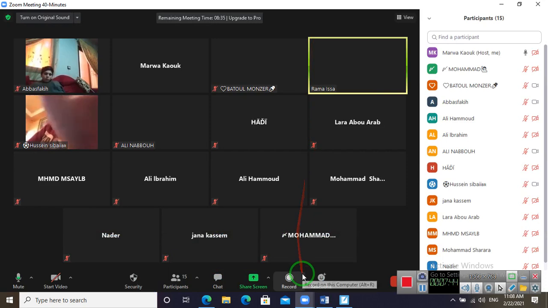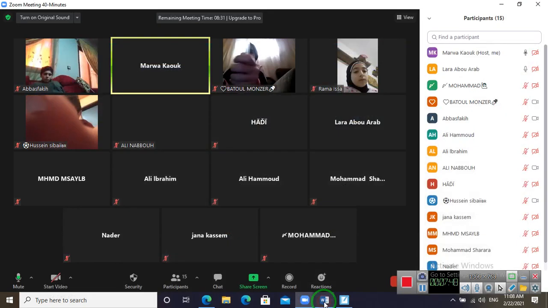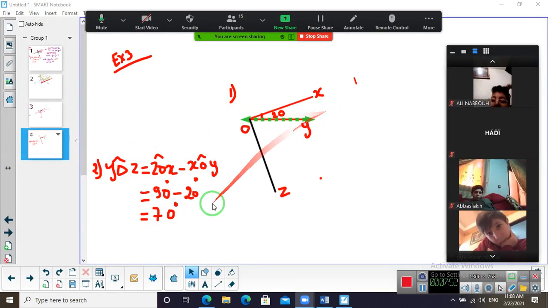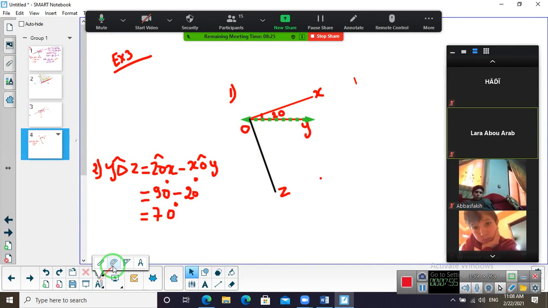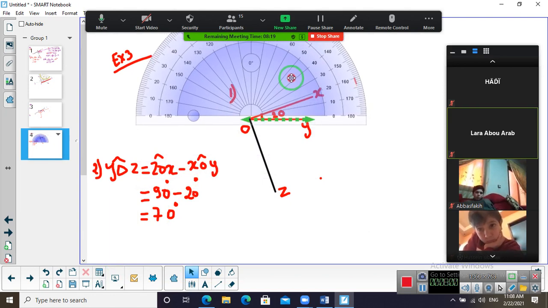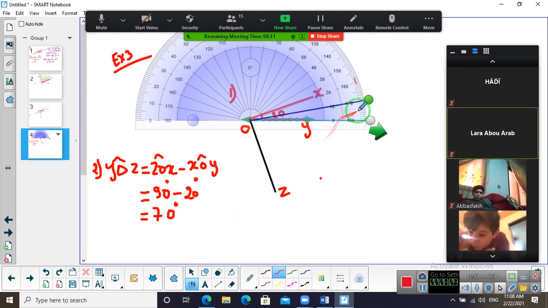Who wants to tell me? 10. So OU is the bisector of XOY. So I should draw OU at 10 degree here. I get my protractor and I will draw the half of 20 by using my protractor. The half of 20, as your friend said for us, is 10. I will move to 10. Did you see? Here we are. It's 10, and I will draw my line.